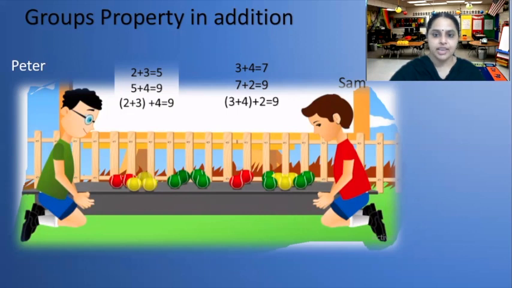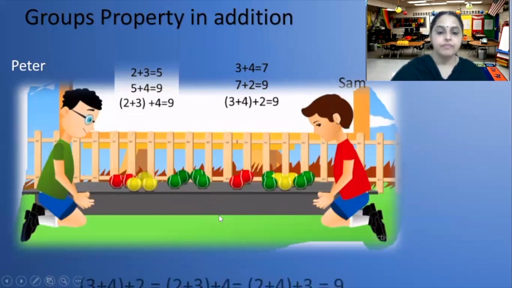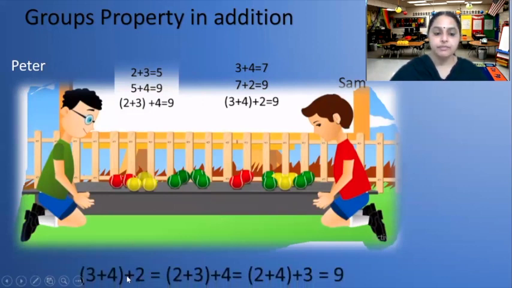Did you understand? See, in any order we write, if we are having 3 numbers, if we add any 2 numbers and add the third number, we will get the same answer. We will get the same answer. So, see, 3 plus 4 plus 2 is equal to 2 plus 3 plus 4.